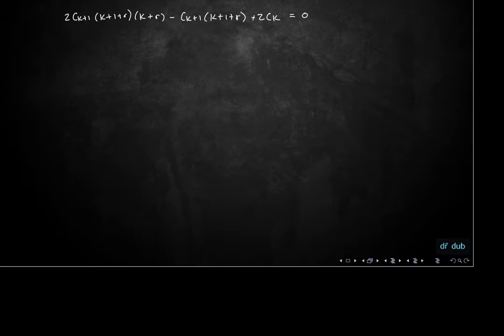Now let's look at, let's simplify this a little bit. So what can we do? From the first two terms, we can actually factor out a ck plus 1 and a k plus 1 plus r. Inside, that would leave 2 times k plus r minus 1, plus 2ck equals 0. So from the first two terms, I'm just factoring out a ck plus 1 and a k plus 1 plus r.